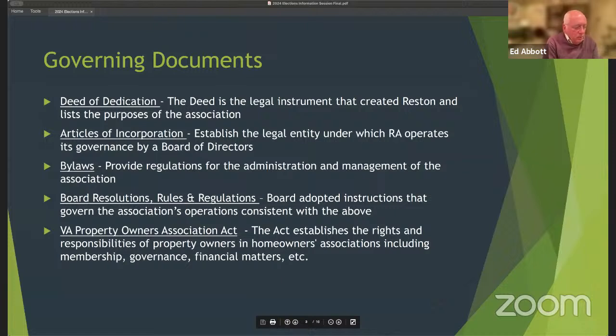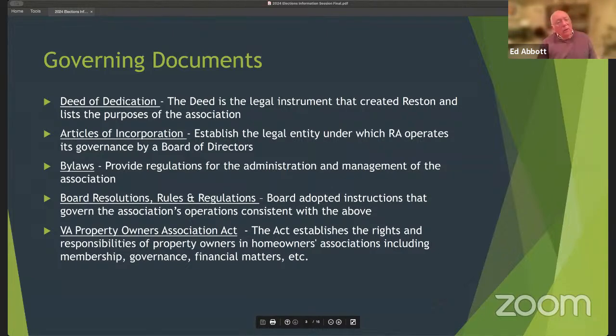This slide describes basically the boundaries within which the Reston Association, more importantly, the board can operate. There's only a certain amount of things that you can do, and those are established by a couple of legal instruments. But the main focus of the operation of the board is with the board resolutions, rules, and regulations, and we'll get into that a little bit more later. This is something you need to be familiar with if you're going to run for the board, so you understand what the limits of your authority are.